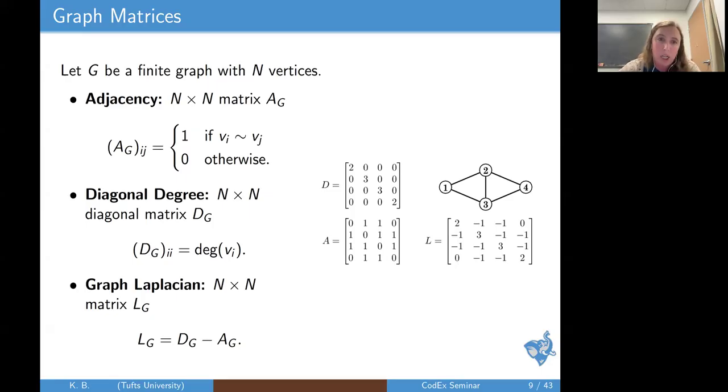So you may already be familiar, but just a reminder, our graph adjacency matrix is a 0, 1 valued matrix where our entry ij is 1 if the ith and jth vertex are adjacent. Our diagonal degree matrix encodes the degree of each vertex on the diagonal, and our graph Laplacian, or the combinatorial Laplacian, is the diagonal degree minus the adjacency matrix. And here we have an example on the right for you to take a look at. So I'll leave that there for a second.